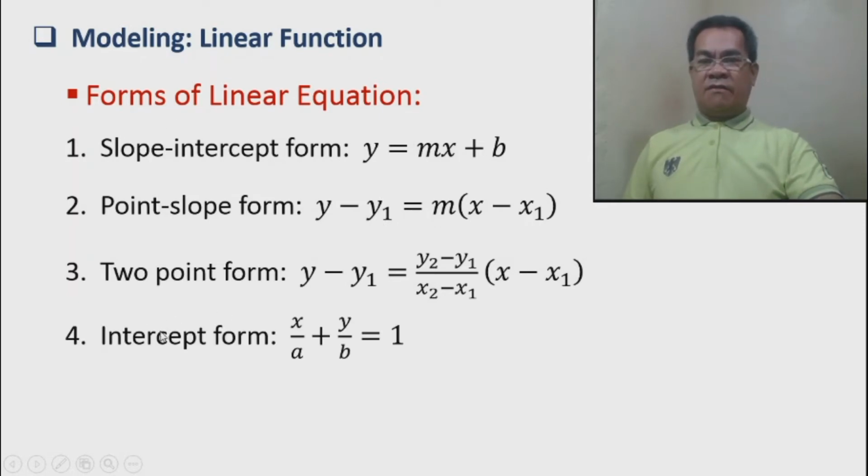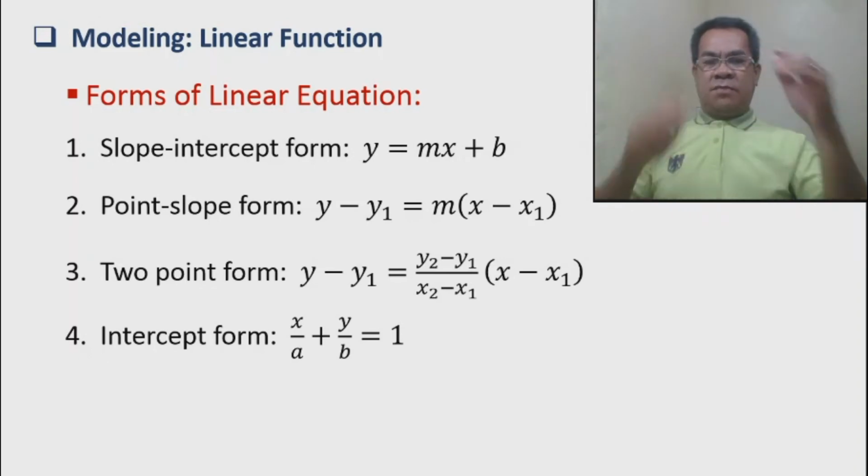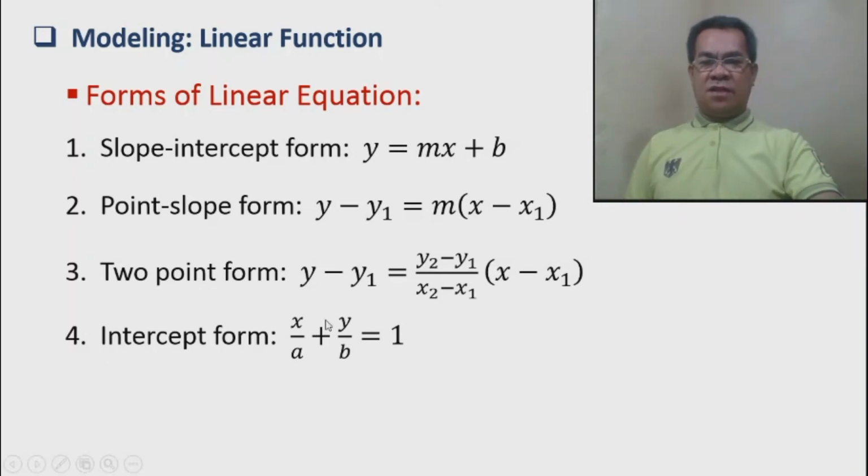Finally, the fourth form of linear equation is the intercept form. The intercept form has an equation of x over a plus y over b is equal to 1. The x and y again are the variables, where a is the x-intercept. When we say x-intercept, it is where the line crosses the x-axis. Where b is the b that we assigned in the slope-intercept form. So this is the y-intercept. When we say y-intercept, it is the point where the graph intersects the y-axis.